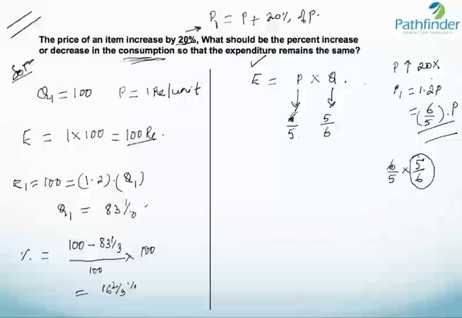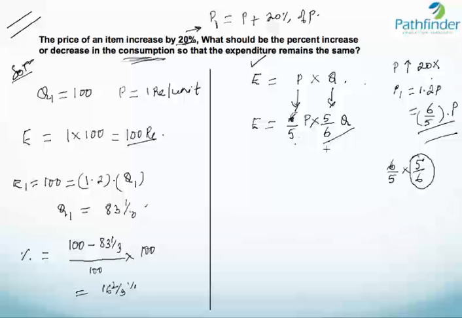So what happens when quantity becomes 5 by 6 times itself? The new expenditure will still remain the same. It will be 6 by 5 into P multiplied by 5 by 6 into Q. Now 6 by 5 and 5 by 6, the product of these two fractions is 1. So the expenditure will remain the same as the old expenditure.